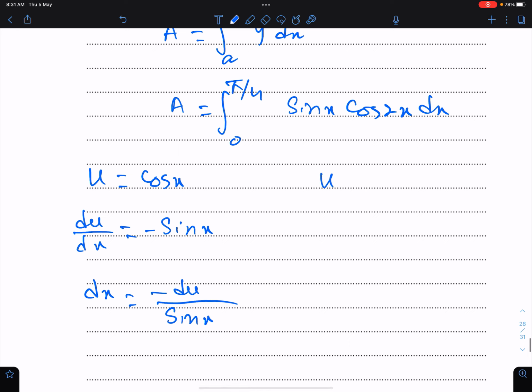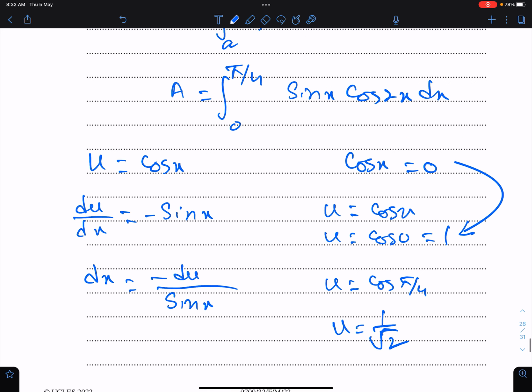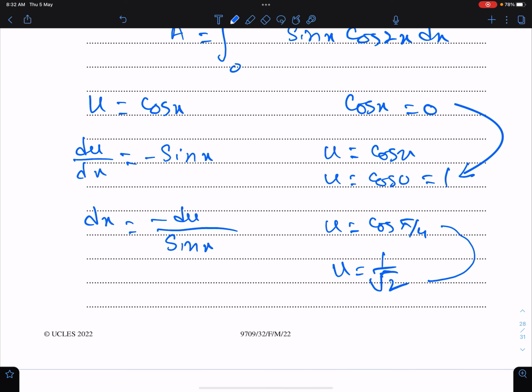Now limits. When x is 0, this is the formula of u. So cos 0 is 1. When x is pi by 4, the value of u is 1 upon root 2. So we have the limits. The lower limit is 1 because when x is 0, the value of u is 1. And when x is pi by 4, the value of u is 1 upon root 2.